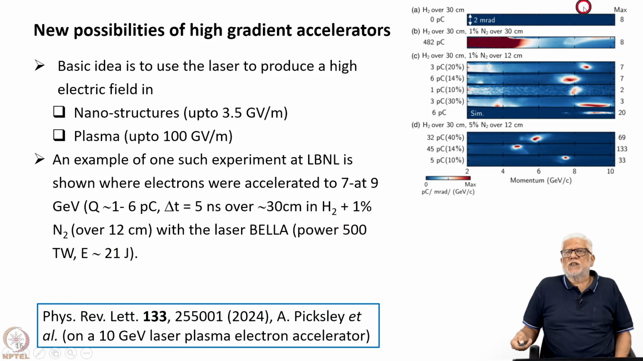So, these are plots that are shown here where they have tried pure hydrogen. There you apparently can't get these kind of accelerations of electrons. If you put in a little bit of nitrogen, then you see some hint of acceleration. If you put nitrogen over a smaller distance, then you get a beam which is accelerated to a little more, about 8.5 GeV or so.